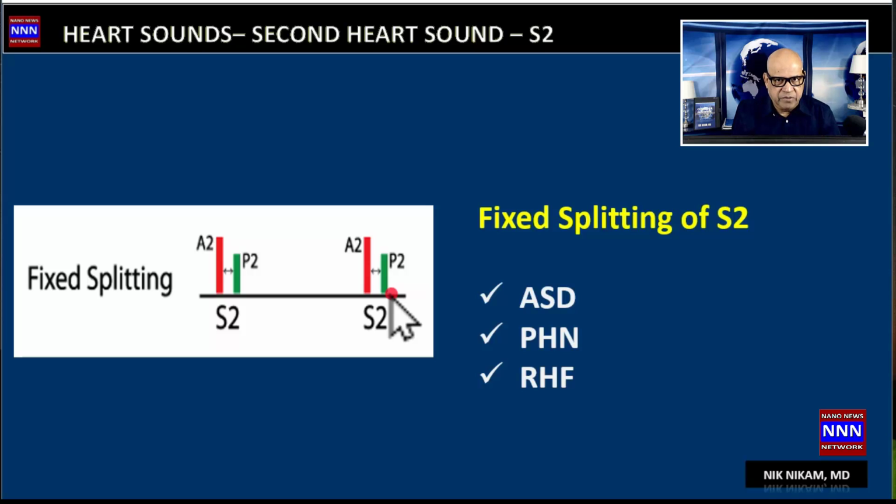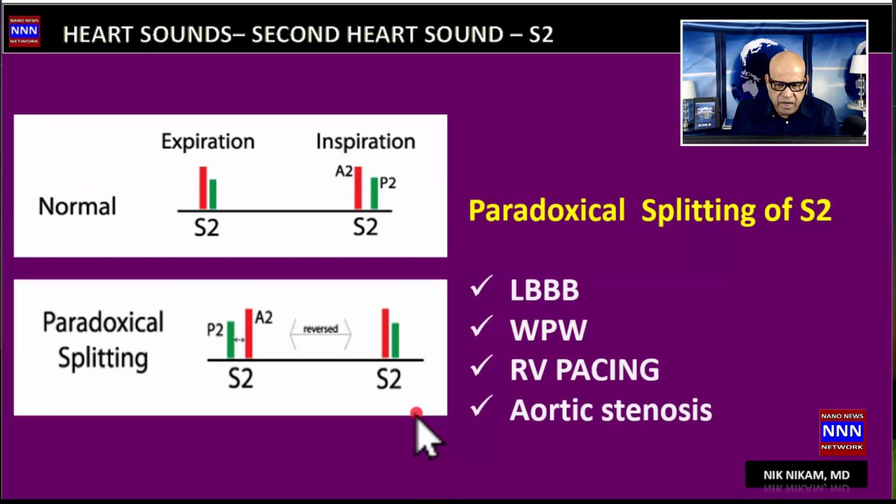So understand the concept. When the volume is not changing during inspiration and expiration, and when there's an increased volume on the right side, like in patients with atrial septal defect or ventricular septal defect, pulmonary hypertension, or right heart failure, where the volume is already maximum and you can't change it with respirations, then we are going to get the fixed splitting of the second heart sound. These are all very important points that you need to remember, the concepts, because there are going to be questions on boards. Now, here is the paradoxical splitting of the second heart sound.